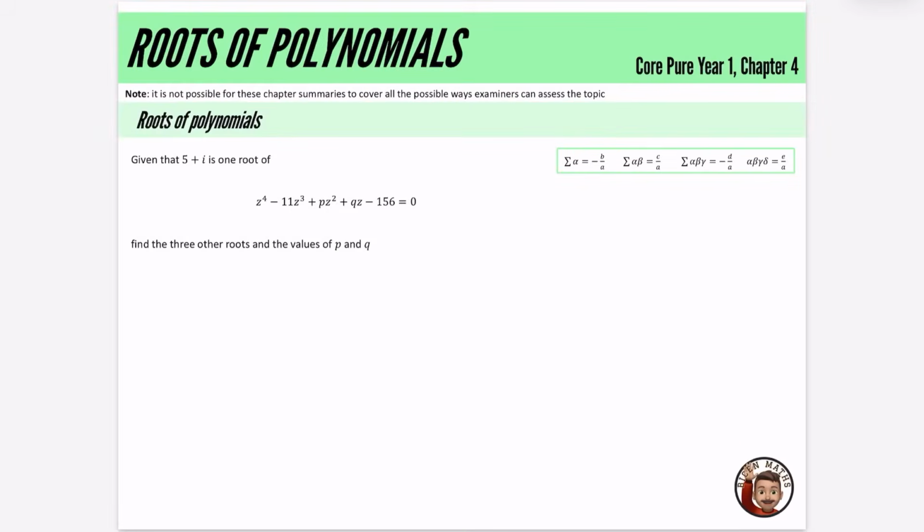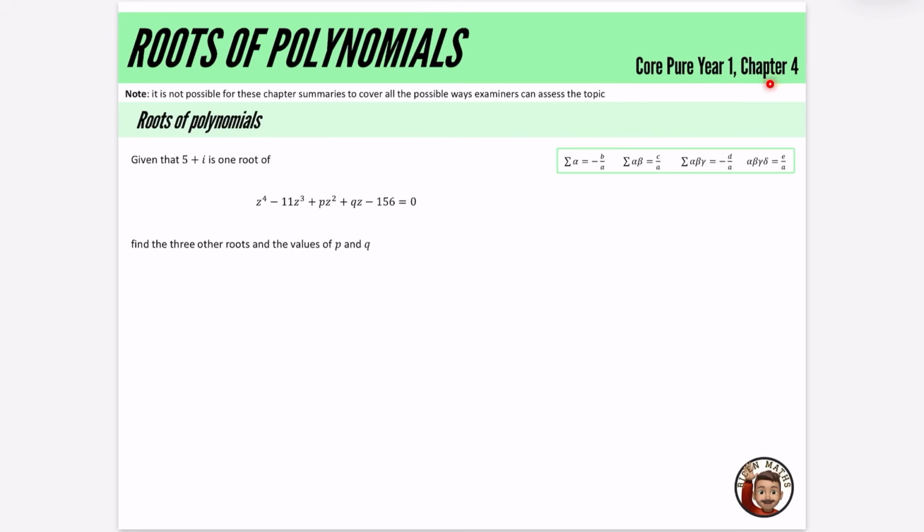Okay, we are continuing with the further maths chapter summaries, and this is for chapter 4, roots of polynomials. Now, I'm always going to say this: it is not possible for these chapter summaries to cover all of the possible ways that examiners can assess the topic. It is here just as a refresher. Make sure that you are also looking at exam questions.